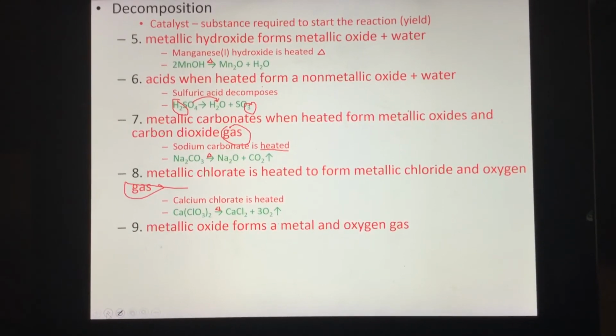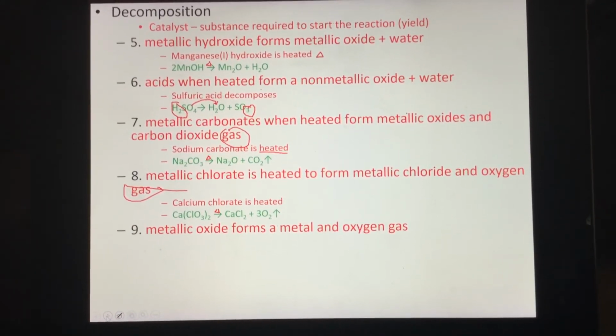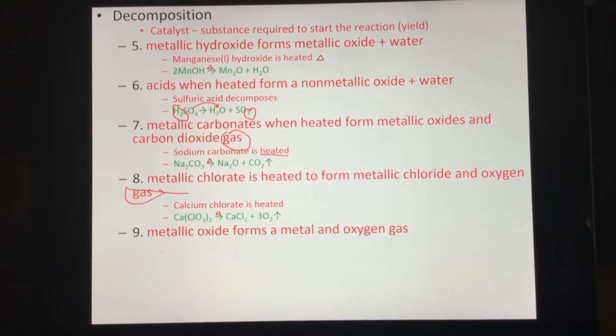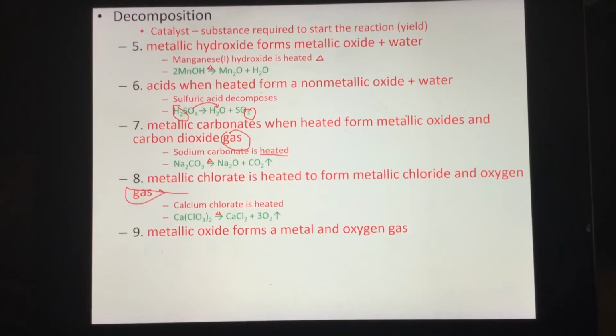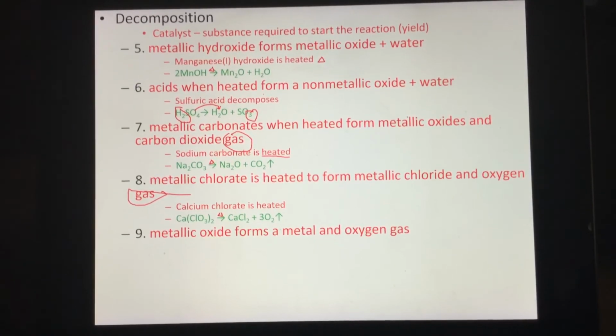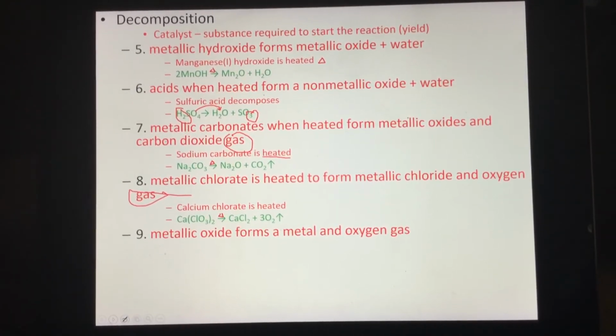Our next decomposition reaction is where we have a metallic oxide forming just a metal and oxygen gas. So it's basically just breaking down this metallic oxide into its individual elements, which happens to be a metal and oxygen.